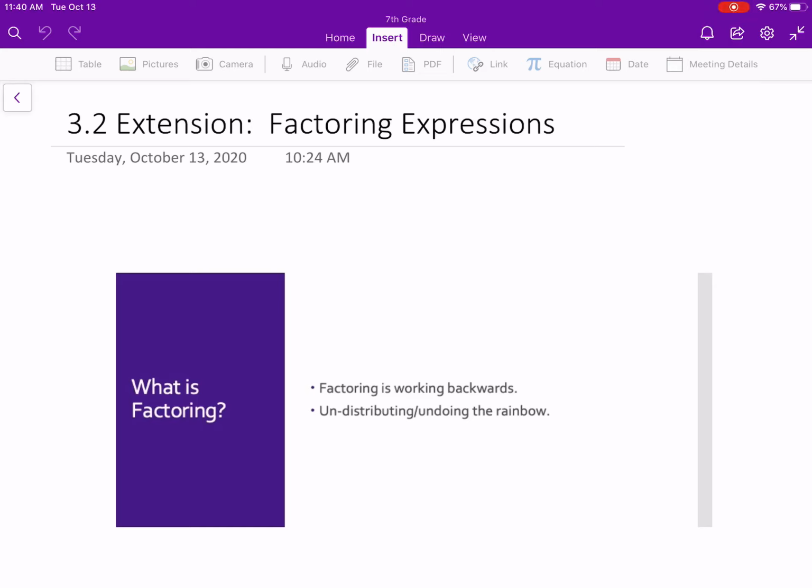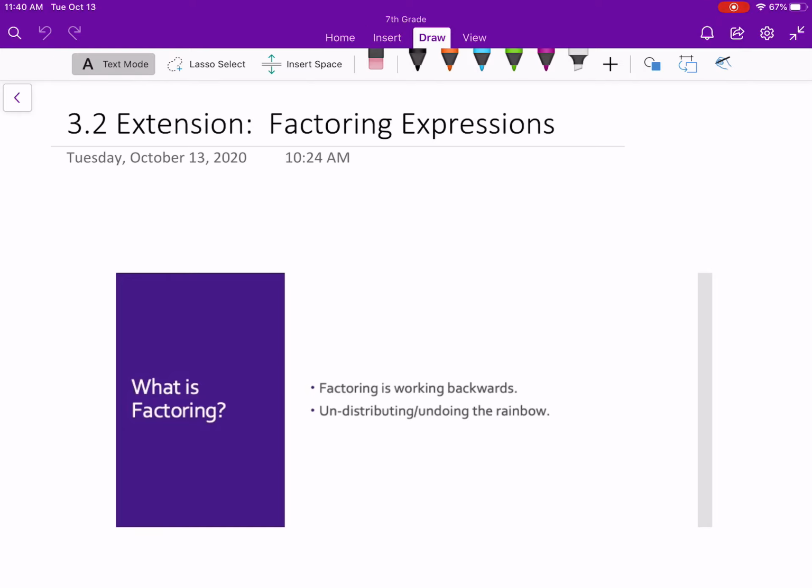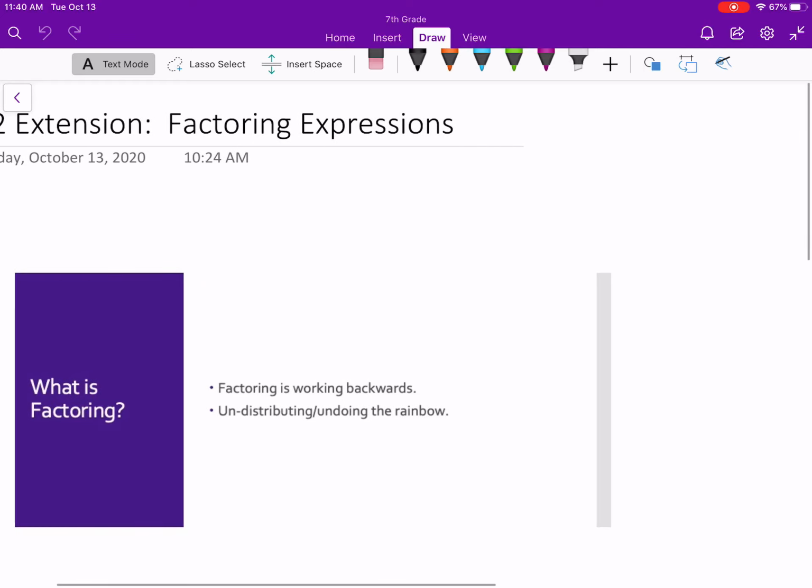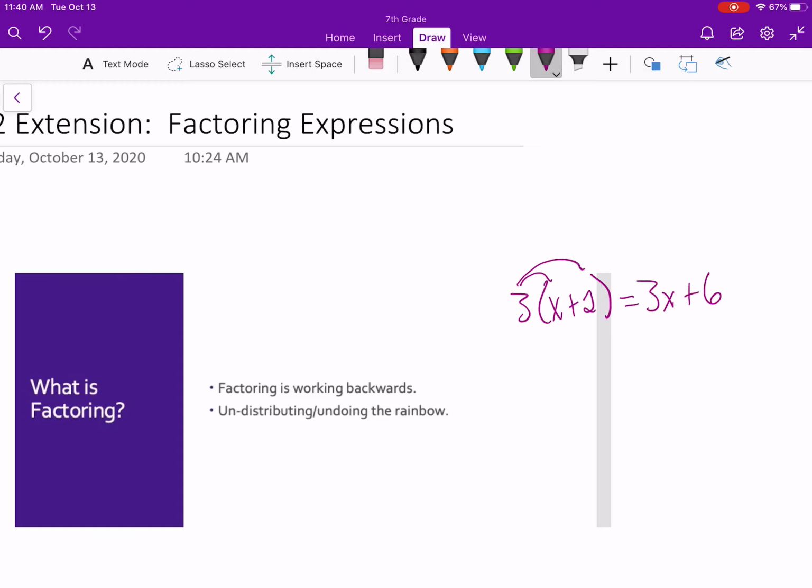This is an extension of section 3.2, factoring expressions. So factoring is we're working backwards. We're undistributing or undoing the rainbow. Before, we saw like 3 times the quantity x plus 2, and we multiplied in to get 3x plus 6. What we're going to do today is take 3x plus 6 and get to 3 times the quantity x plus 2.